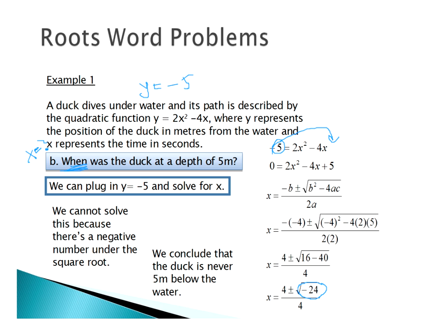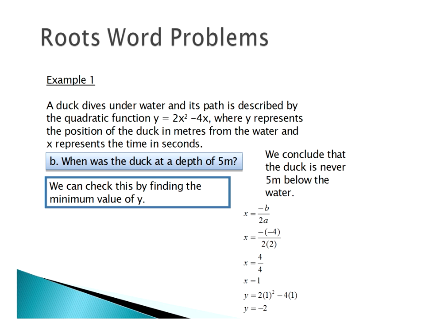So we can verify this. We're finished this question, but we can verify this by looking at the minimum value for y, the vertex. We don't have to do this, but what I did here was I solved for the x value. I see that when x equals 1, this is when it's at the minimum value. I plug it in, and I see the minimum value is -2. Well, if this is -2, of course the duck doesn't reach down here, ever. And that's why we had the negative under the square root.